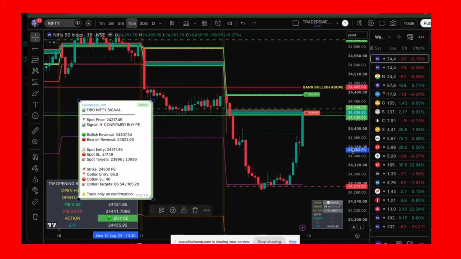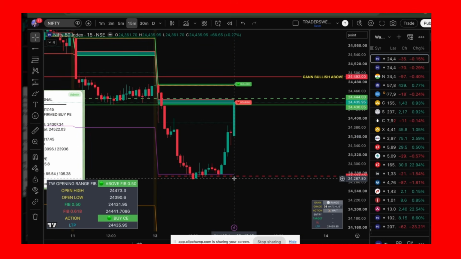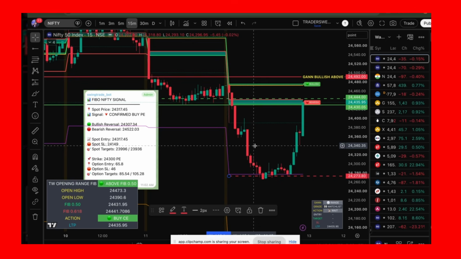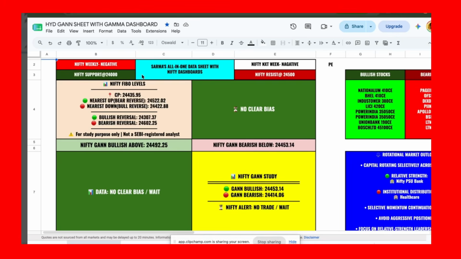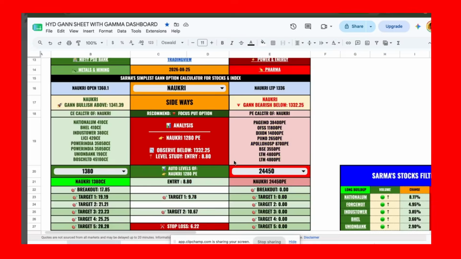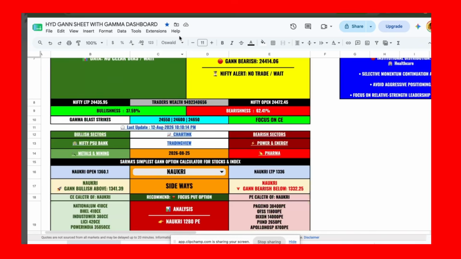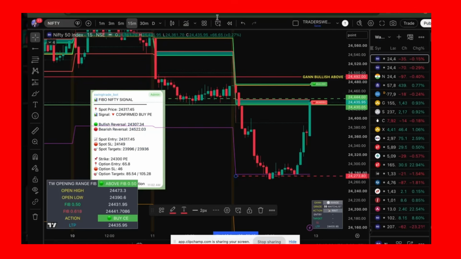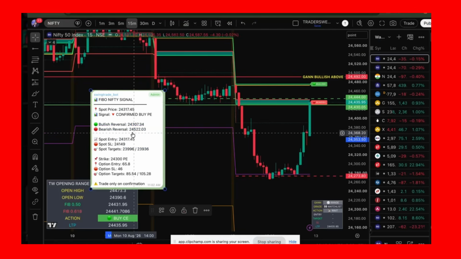So after that, it has come down to the GAN support level, and this is our Fibonacci. So how could we know this Fibonacci level? The sheet has got everything in it. The Fibonacci reversal levels are there, GAN bullish, GAN reversal. So everything is given over here. And now when you come over here, you can see there is an alert system for the Fibonacci Nifty signal. See, bullish reversal is 24,307.